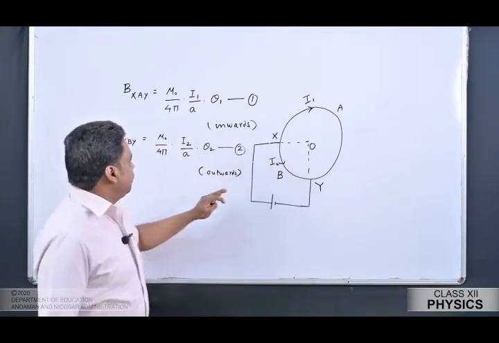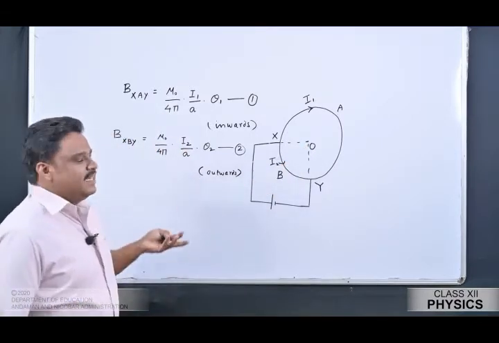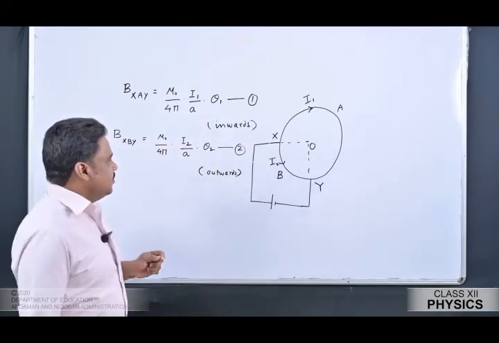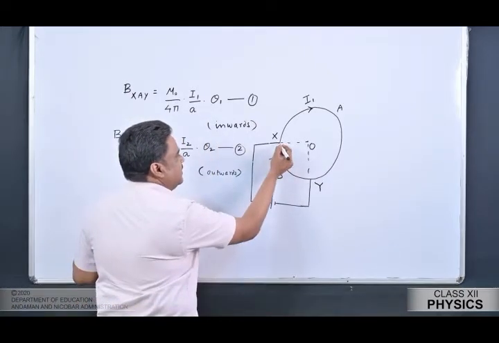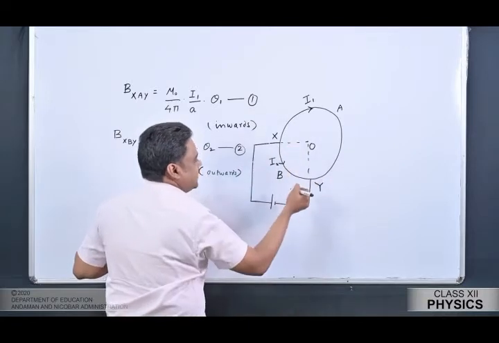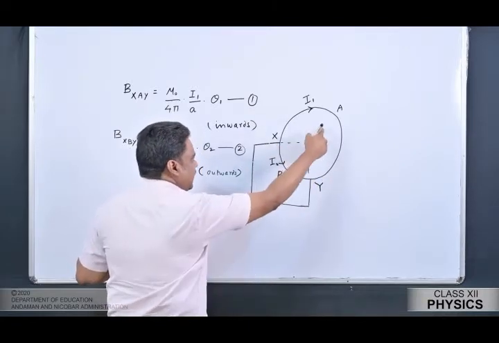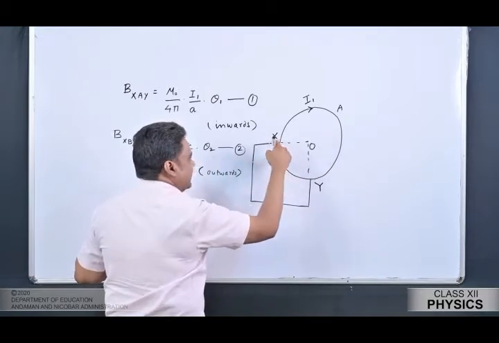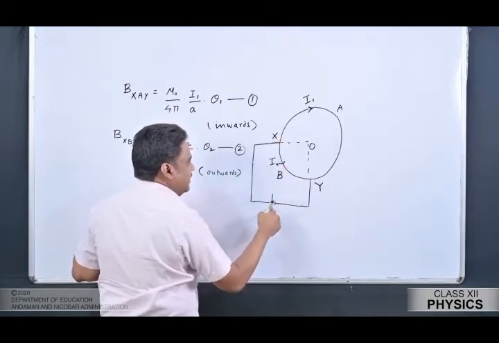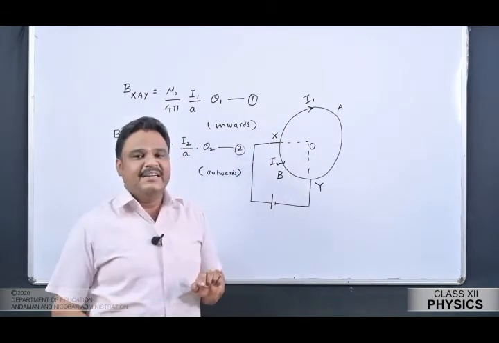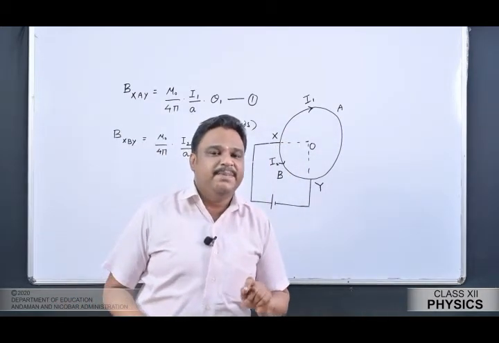Now our aim is to prove that the magnetic field at the center is 0. If they are equal and opposite, our aim will be achieved. So let us try to prove that. Since the two parts of the circular loop are connected across the same points of the cell, the potential difference across these two parts will be equal.